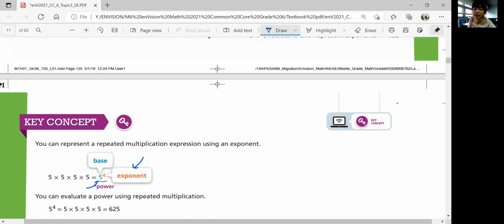All right, that was lesson 1. You should know that the base is the number being multiplied, the exponent is the number of times that the base is a factor, and the power is a combination of the base and the exponent, which represents a number.